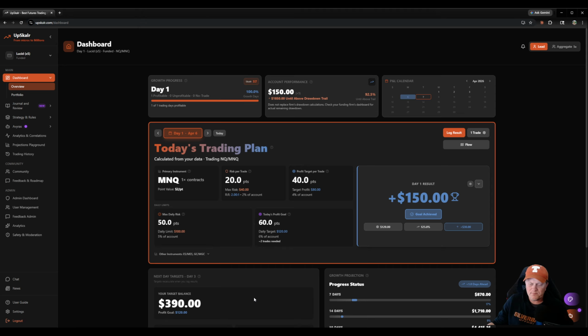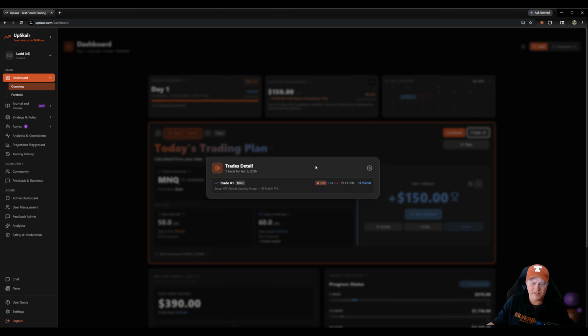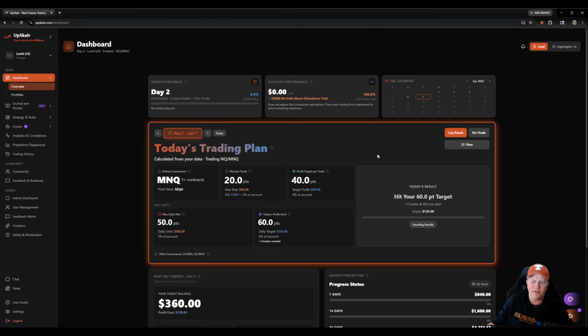Okay, so that's essentially how you log a trade. And there's one more piece. Let me just delete this trade real quick here. So I'm going to blow that one away. There's one more piece here that I want to just show you real quick.